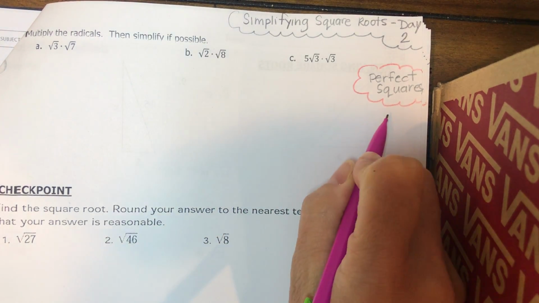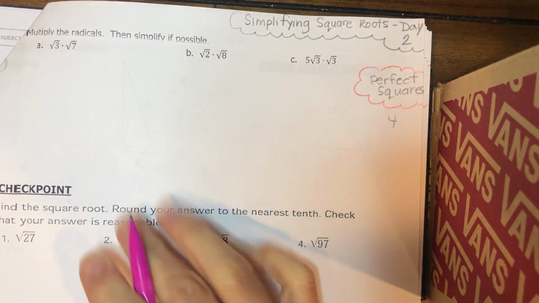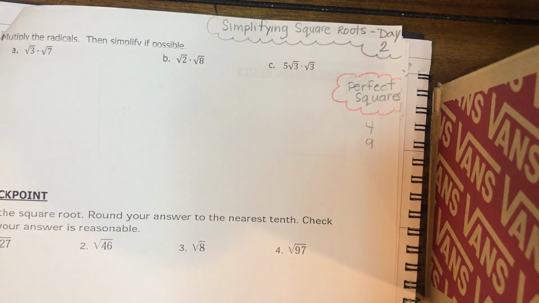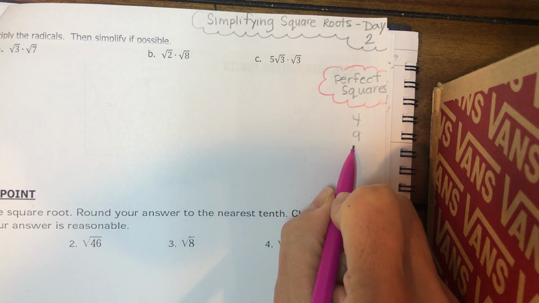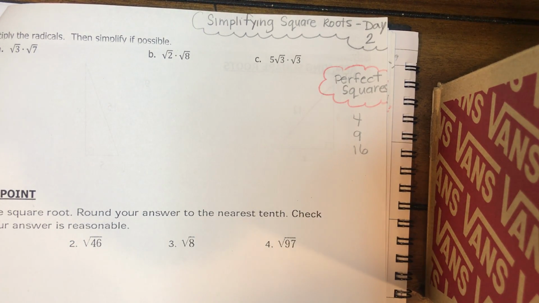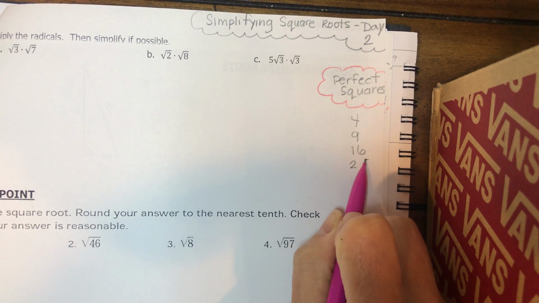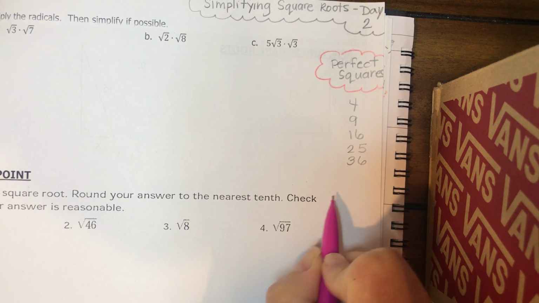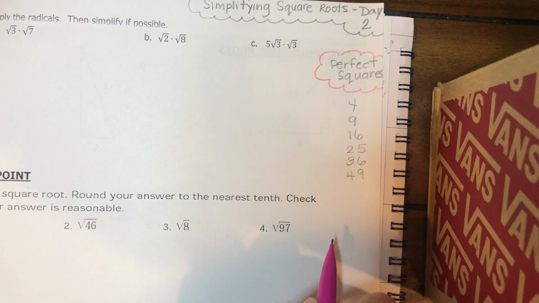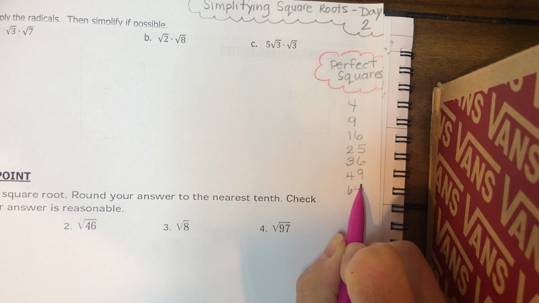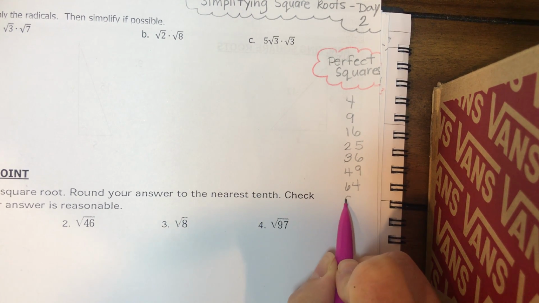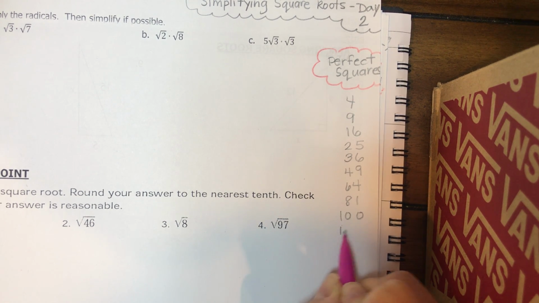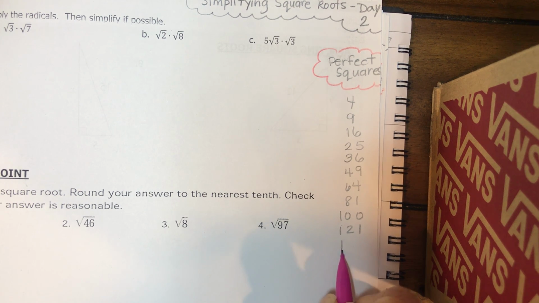So 2 squared, 2 times 2, is 4. 3 times 3, 3 squared, is 9. 4 squared, 4 times 4, is 16. 5 squared is 25. 6 squared is 36. 7 squared is 49. 8 squared is 64. 9 squared is 81. 10 squared is 100. 11 squared is 121. And 12 squared is 144.